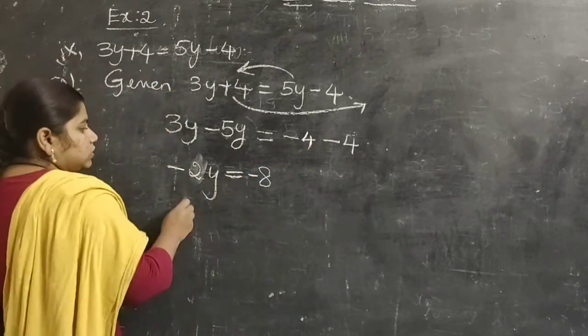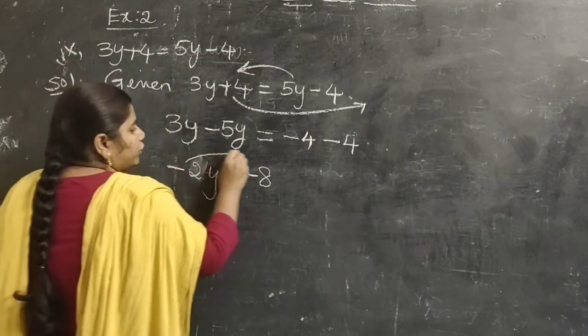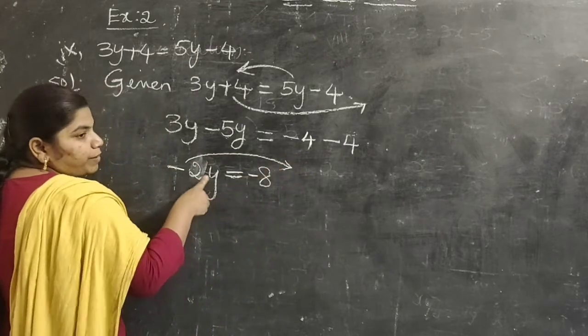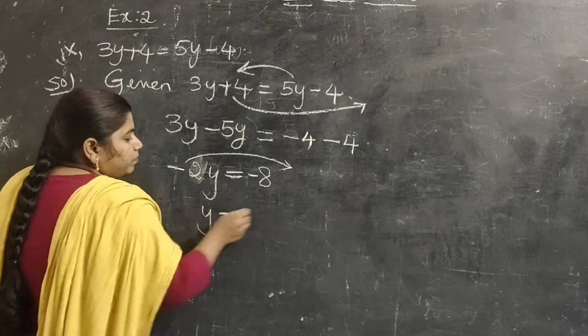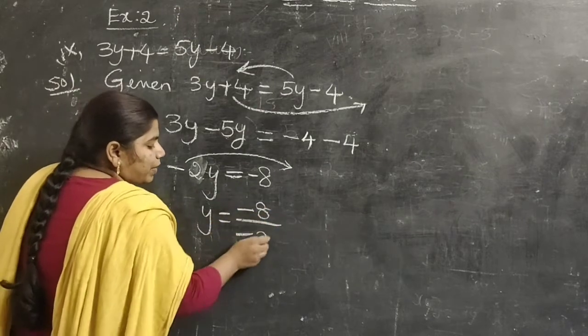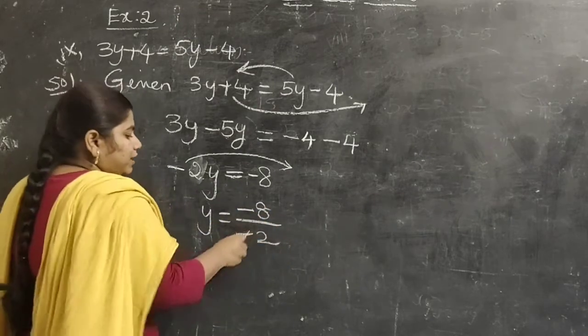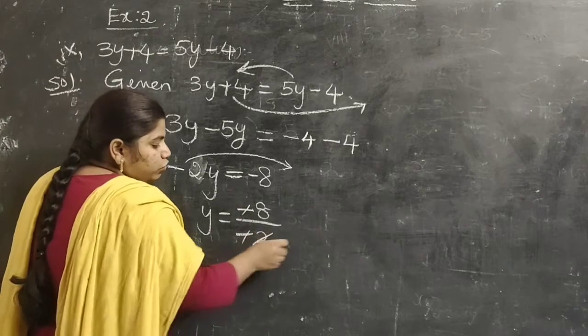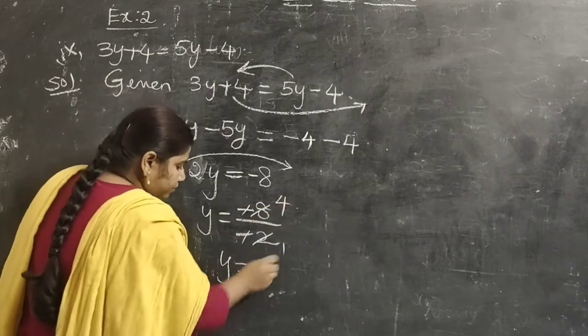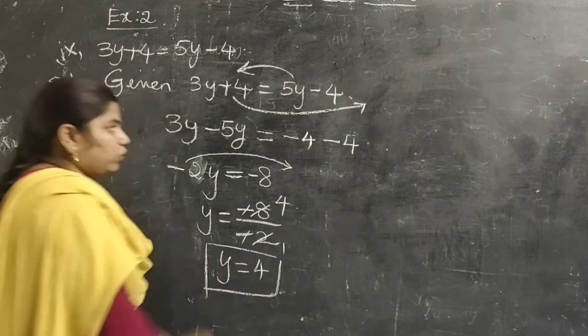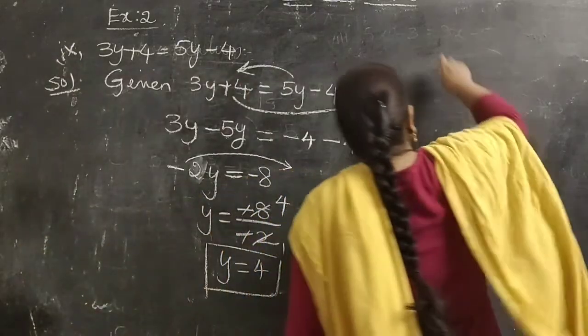So here what you will do, minus 2 you transpose to the other side. This is in the form of multiplication. So if you transpose, that will be in the form of division. So minus 8 by minus 2. Minus minus will get cancelled. 2 ones are 2, 2 fours are 8. So y value how much you got? 4. Now verification you will see.